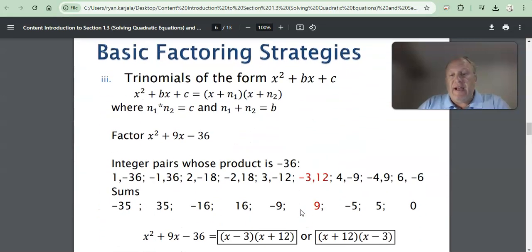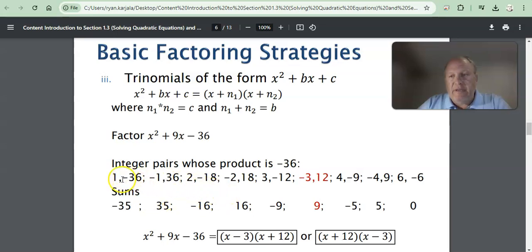And then you have basic factoring. Now, the thing about basic factoring is this. You want to look at this term right here, and we look at the whole term, including the negative. We're going to think about what two numbers have a product of negative 36 that add up to 9. So a product of negative 36 that add up to 9.